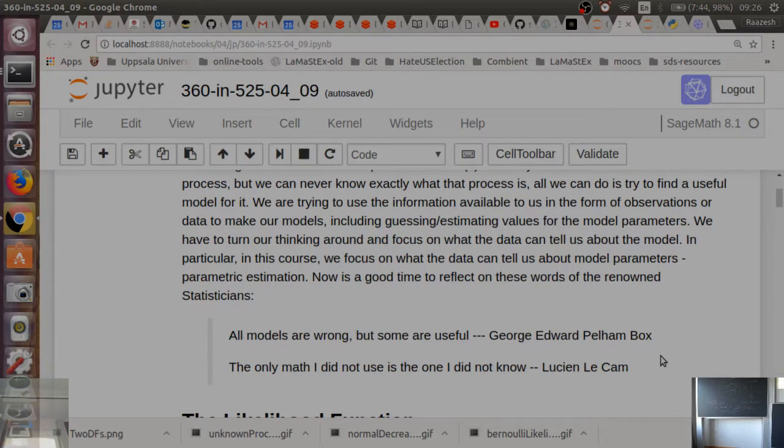I don't really believe the world is the 11-dimensional thing the string theorists believe, right? Dimension is a mental concept. So we definitely do this. This is a very natural statistical point of view, and there's nothing wrong with it. The other thing I want to emphasize is that the only maths I didn't use is the one I did not know.